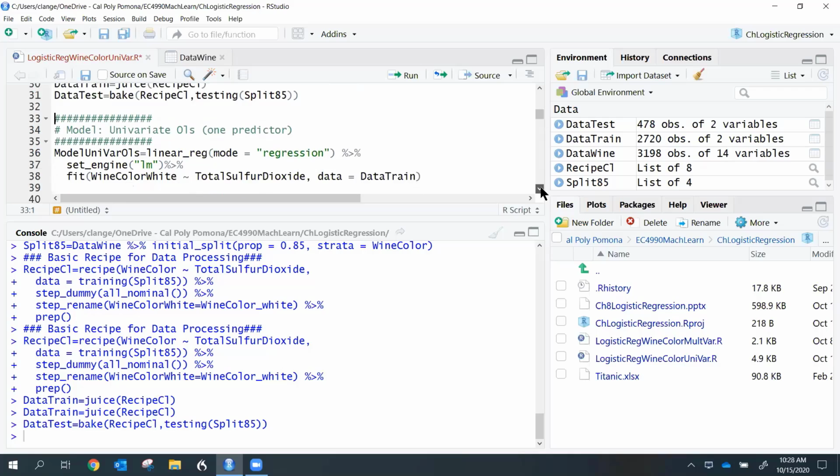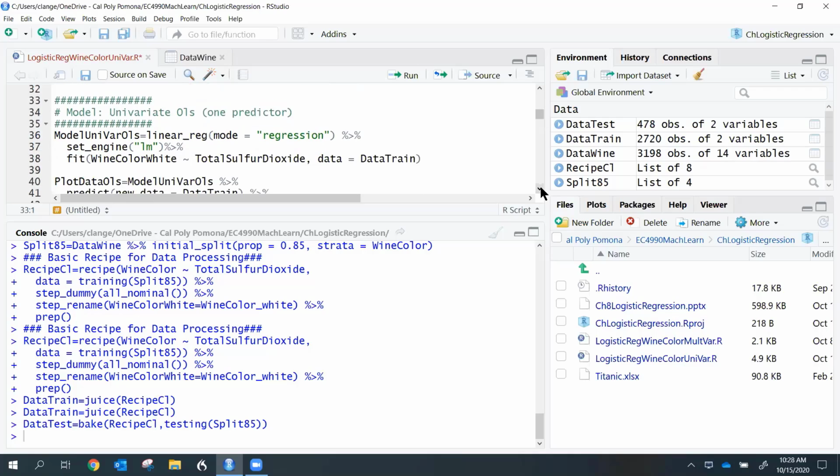And again, I use linear regression first, which is not the best choice. We will use logistic regression later on, which is a far better choice. So I want to use a linear regression model. I always have to determine the mode, and that's regression here.